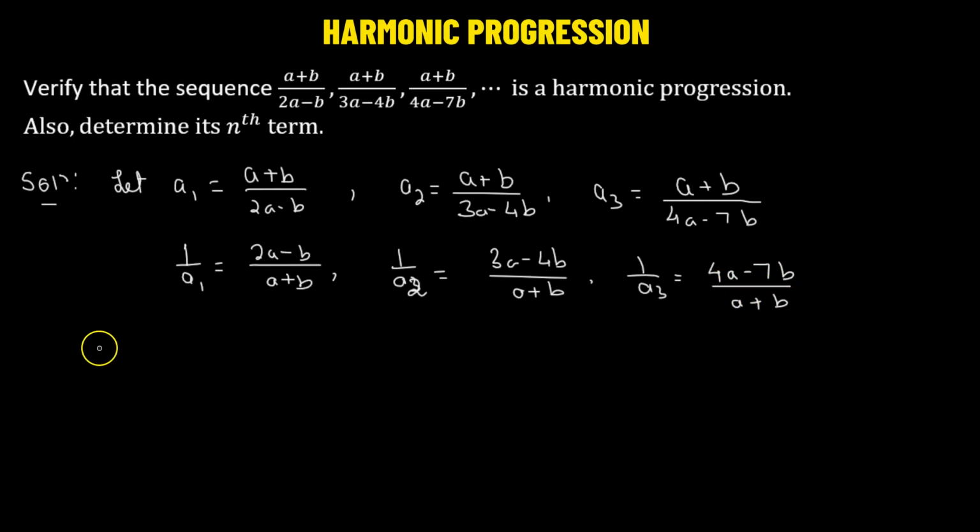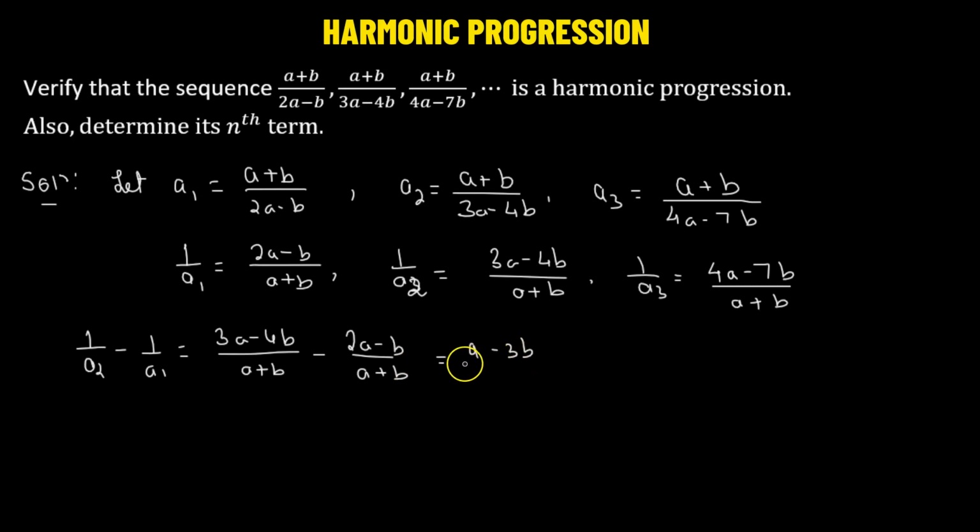Now let's do one thing. Let's take 1 over a2 and from it let's subtract 1 over a1. So we have (3a minus 4b) divided by (a plus b). And from here, we're going to subtract (2a minus b) over (a plus b). So this is going to give us a value (a minus 3b) whole divided by (a plus b).